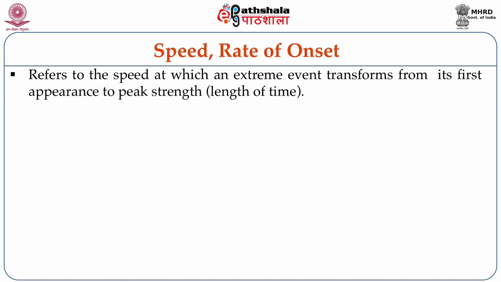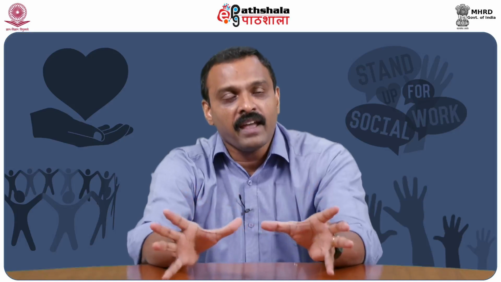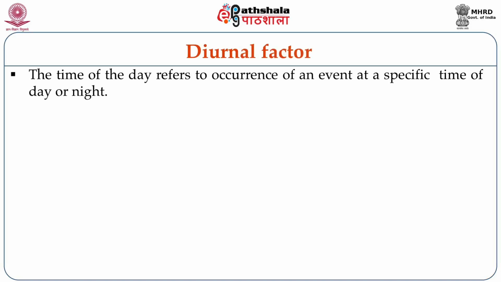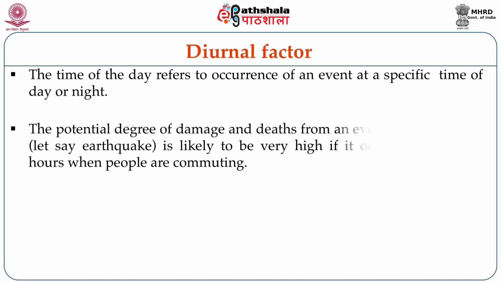Speed, rate of onset. This we have already discussed in the classification, but this is an aspect of physical dimension. It refers to the speed at which an extreme event transforms from its first appearance to peak strength, the length of time. Diurnal factor: in a day, at different time periods, things can change drastically. For example, the time of the day refers to occurrence of an event at a specific time, day or night. The potential degree of damage and deaths from an event in a major city is likely to be very high if it occurs during rush hours when people are commuting.